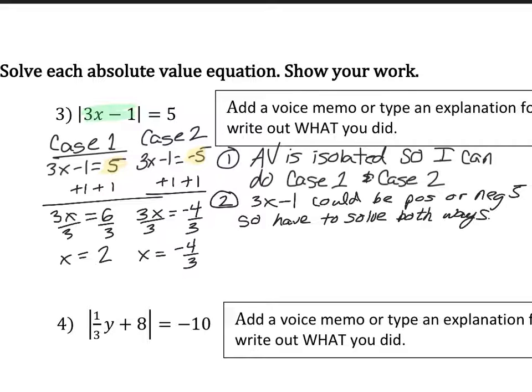You don't need to go any further than explaining 1 and 2, because once you get to here, you're really just explaining how to solve a 2-step equation. And at this point, I don't feel the need for you guys to have to explain to me how to do that, because that's really a below grade level topic. So as long as you explain to me just why you were able to do your case 1 and your case 2, and explain to me why you set up a case 1 and a case 2, you've done all the explaining that you need to do.